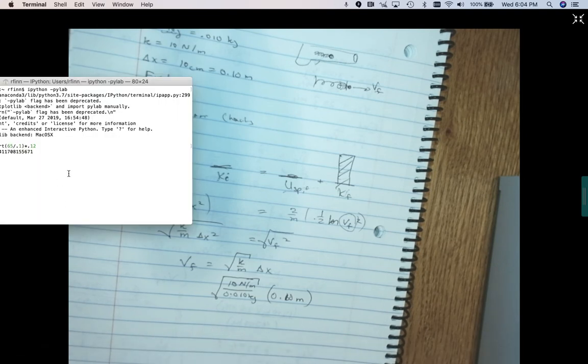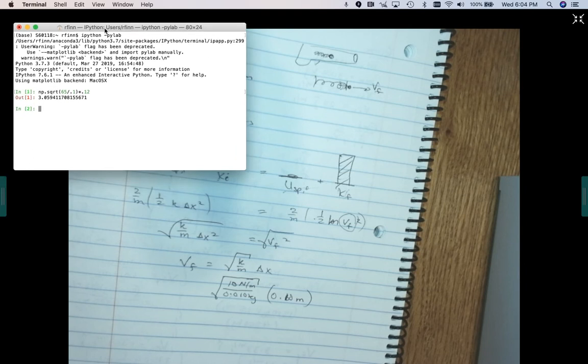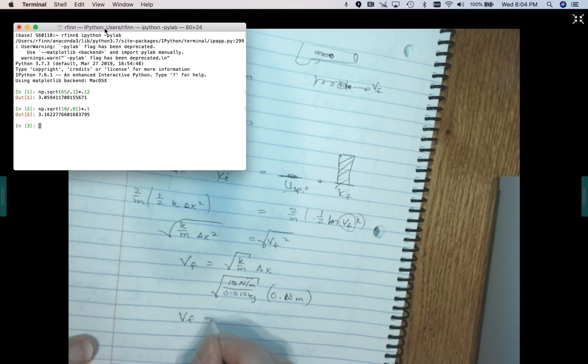Bring up our Python window. So 10 divided by 0.01, oops, forgot my period there, times 0.1. So we get our final speed is 3.16 meters per second.